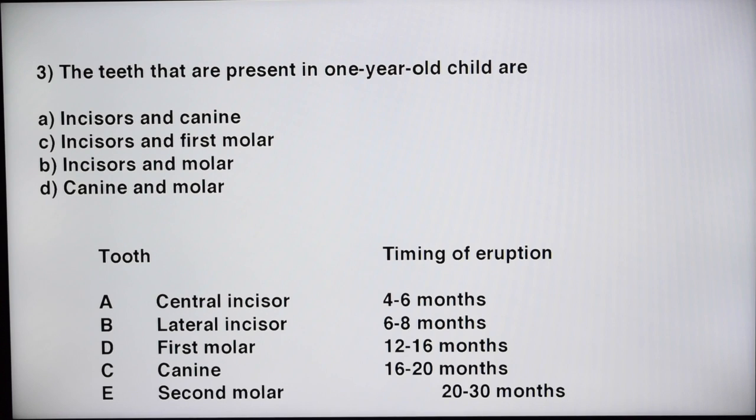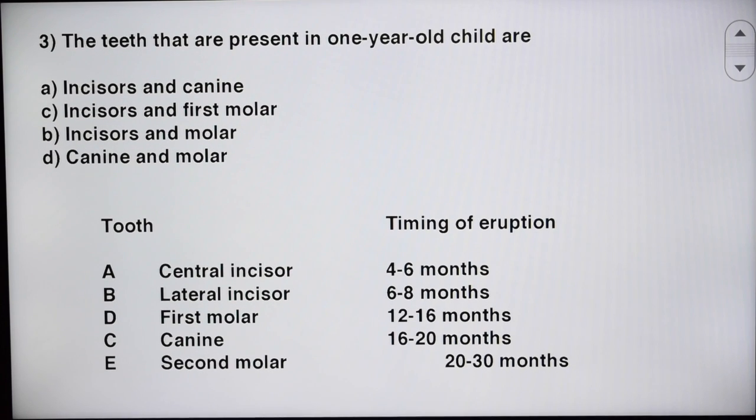So basically, in a 1-year-old child, what teeth are present depends upon the timing of eruption. As you can see at the bottom of the screen, we have various teeth and also the timing of eruption. You can see here clearly that the central incisor erupts at 4 to 6 months, lateral incisor 6 to 8 months, first molar 12 to 16 months, deciduous canine 16 to 20 months, and second molar around 20 to 30 months, right? So this is the timing of eruption of various deciduous teeth. Based on that, we can mark the appropriate option here.